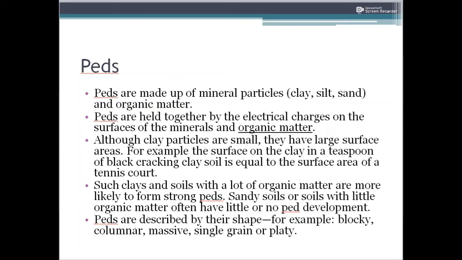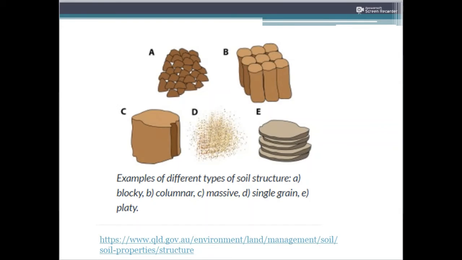And you can see that these peds can be of different shapes. Peds are the natural aggregates of the soil. They can be either blocky, they could be columnar, they could be massive, they could be simple grains, or sometimes they could be even platy. Now, what are all these? Don't get scared. It's nothing but the shapes in which the soil is found.